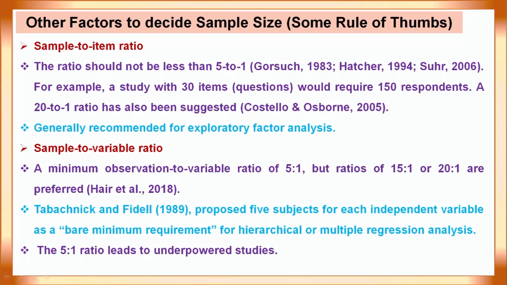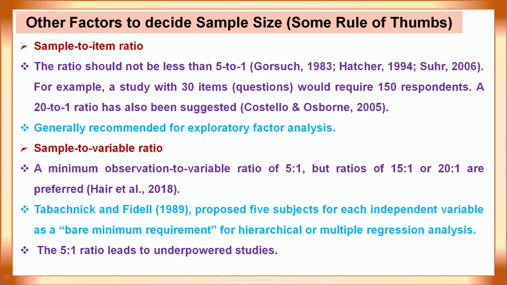So, one such rule is the sample to item ratio. This sample to item ratio is often used in case of factor analysis. The ratio should not be less than 5:1. Like if your dependent variable is measured using a knowledge test with 30 items, that means there should be at least 150 respondents. Also some researchers suggested that instead of 5:1, because 5:1 sometimes is not sufficient or leads to an underpowered study, you use 20:1. As I told, it is mostly used for exploratory factor analysis.